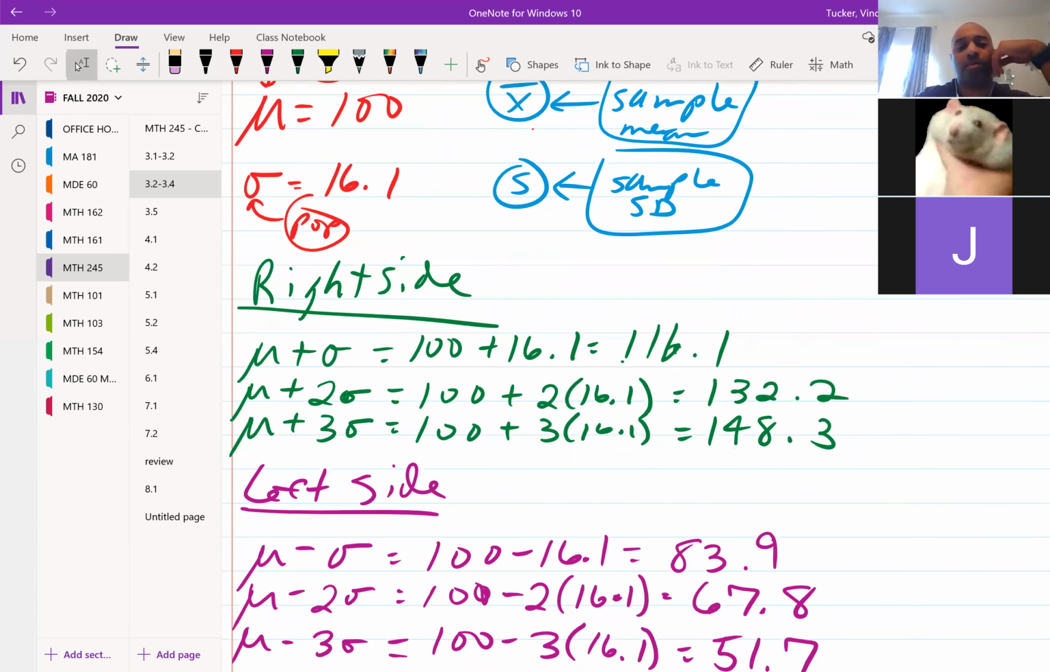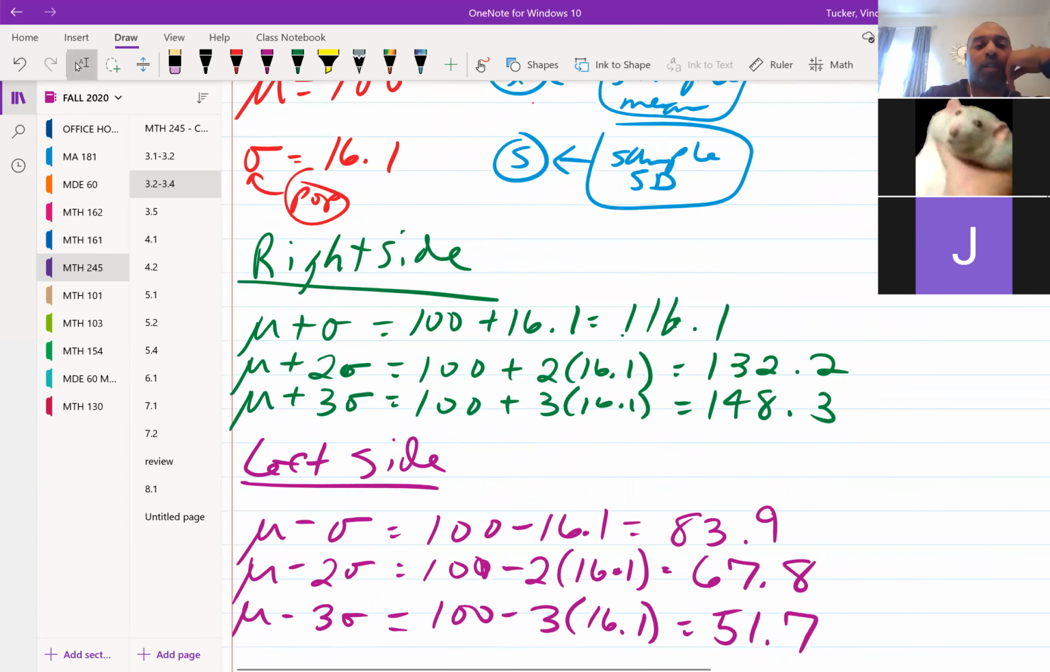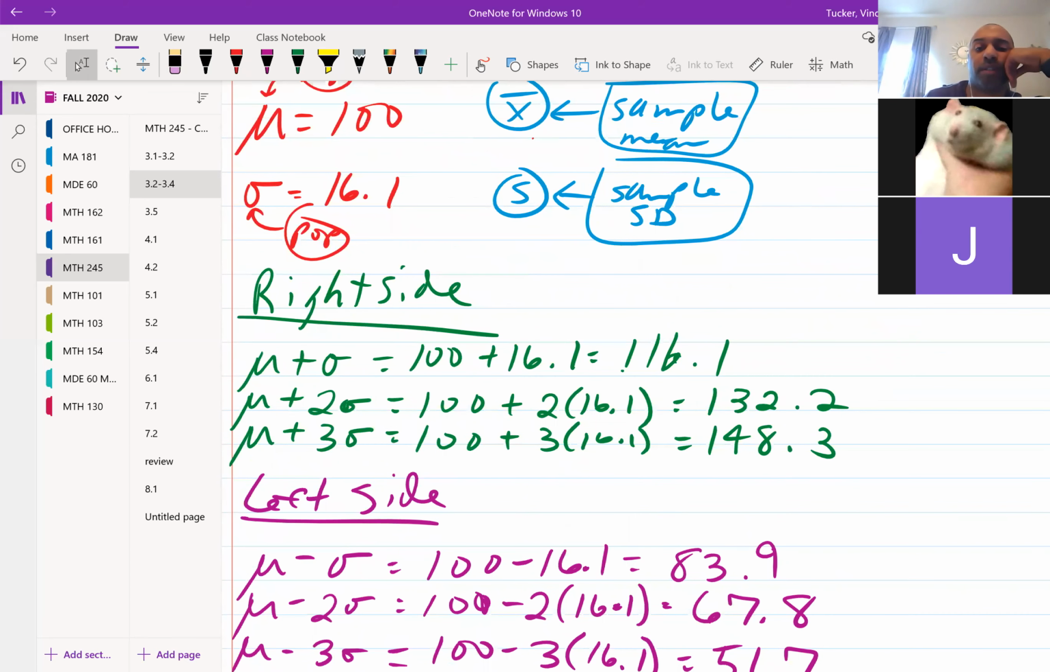So, well, I guess I don't have to rewrite it. That's what we did here for the right side. I did mu plus sigma, that's 100 plus 16.1. In other words, your average plus your standard deviation. So that gave me 116.1. Then you would add it one more time. So 16.1 plus that 116.1 gives us 132.2. Then add 16.1 one more time, and that'll give us 148.3.